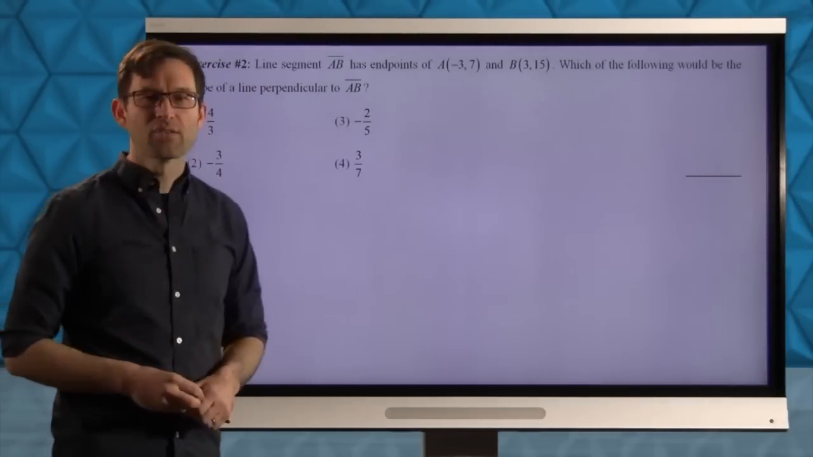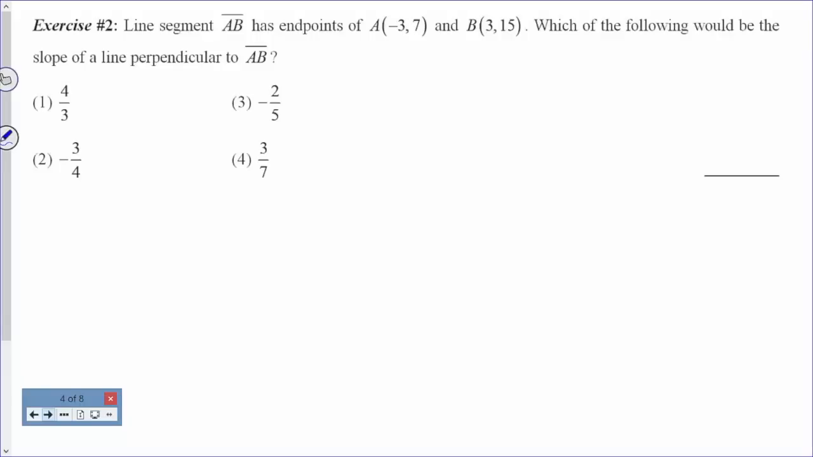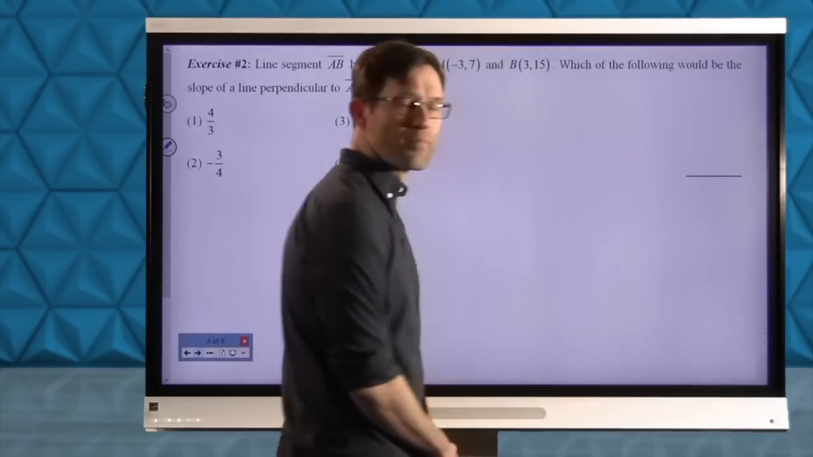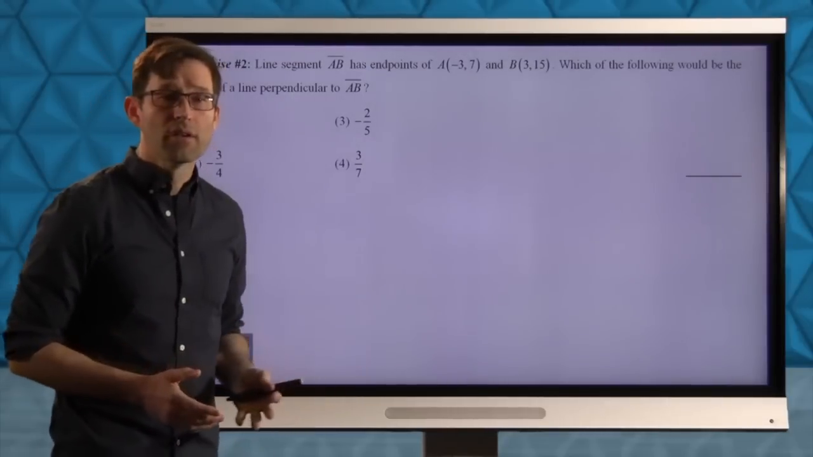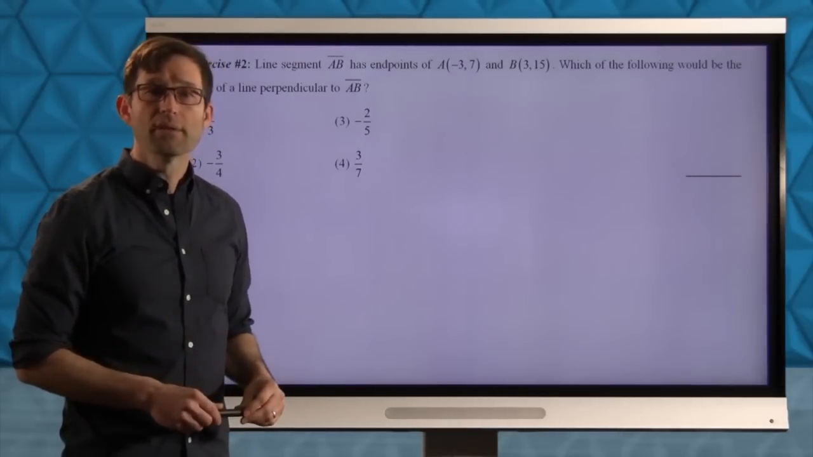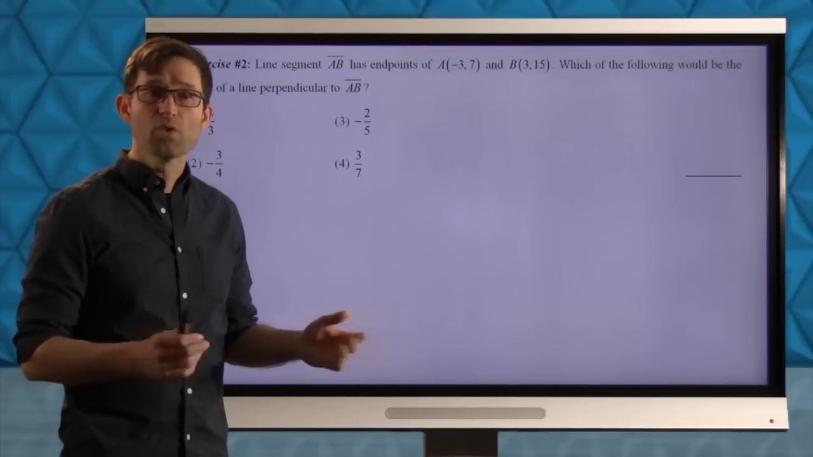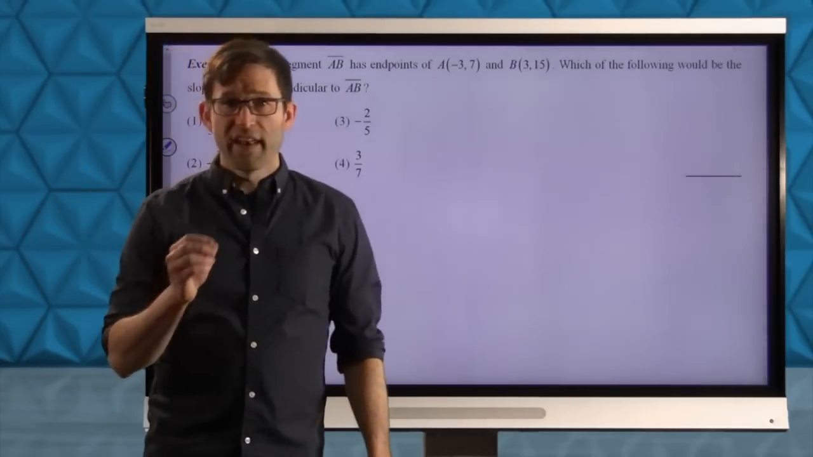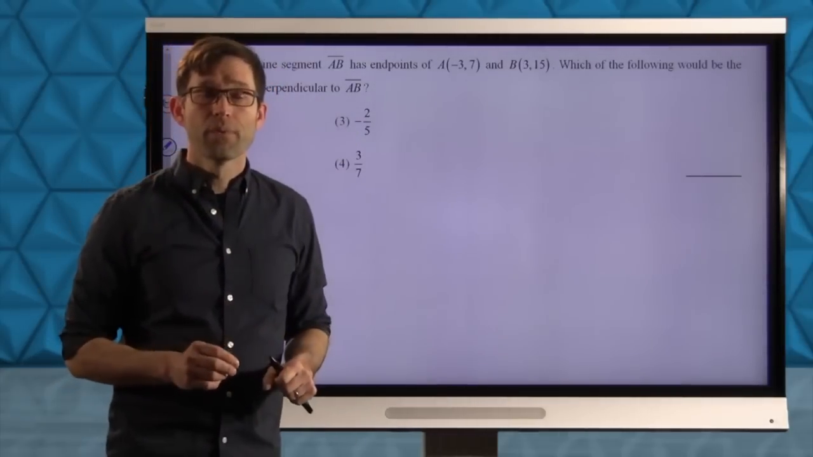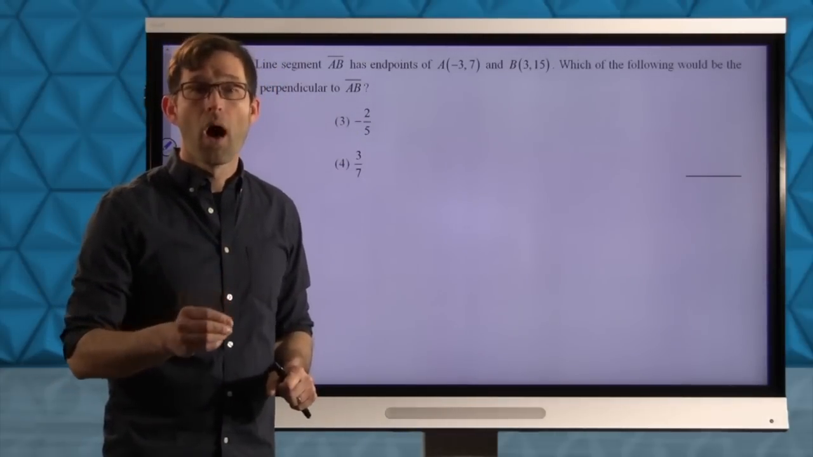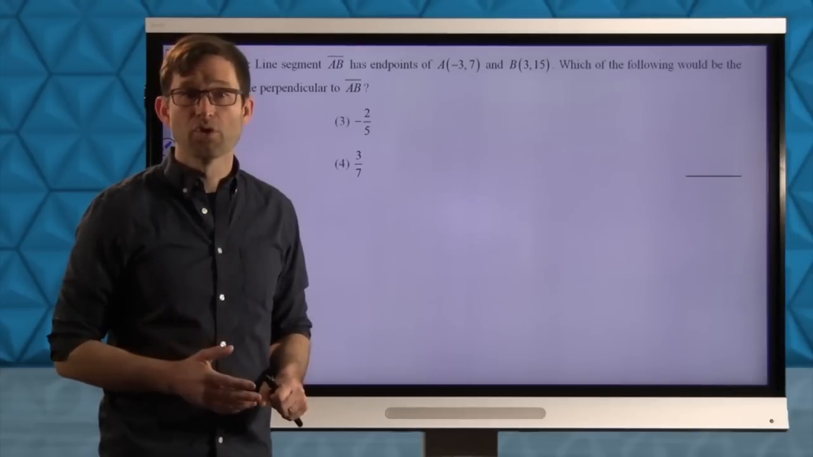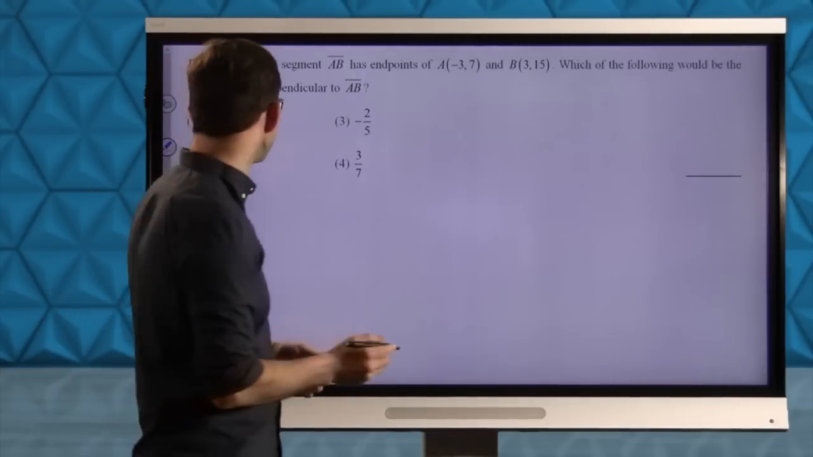Exercise number 2. Line segment AB has endpoints of -3, 7 and 3, 15. Which of the following would be the slope of a line perpendicular to AB? Now, you know everything you need to know to solve this problem, so I'd like you to take a few minutes and take a shot at it. Okay, well, let's work on it. We know that any line that is perpendicular to AB will have a slope that is the negative reciprocal of the slope of AB. So the first thing that we should probably do is figure out the slope of AB. Let's do that.